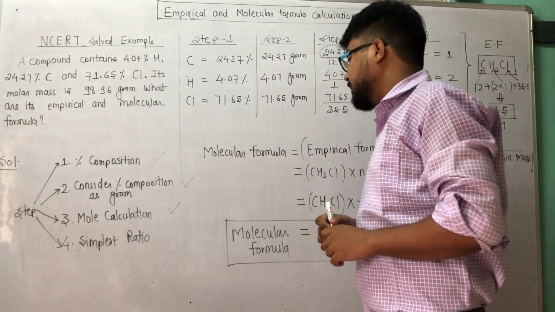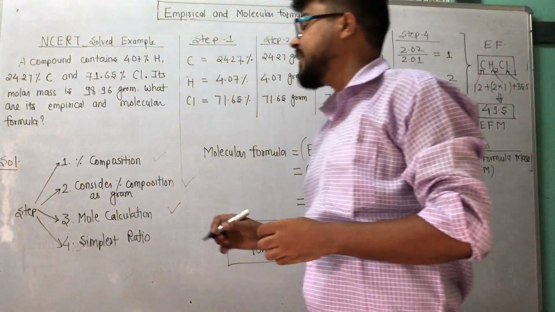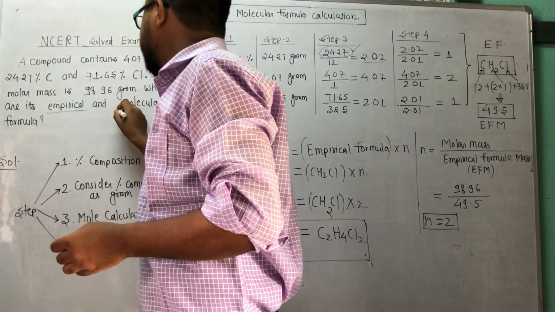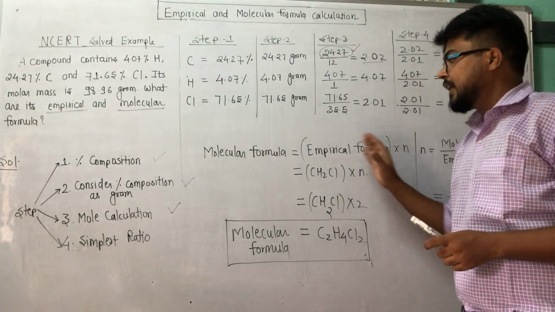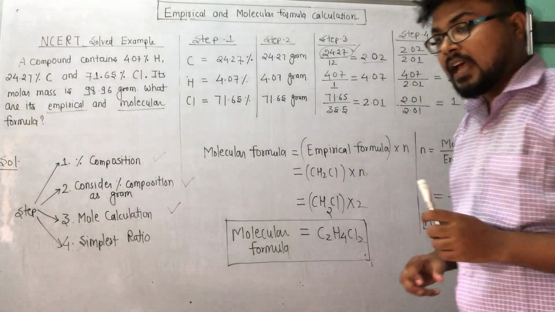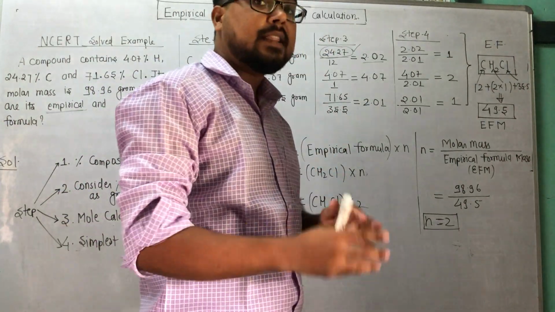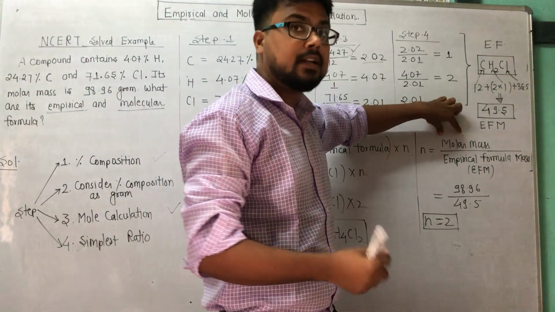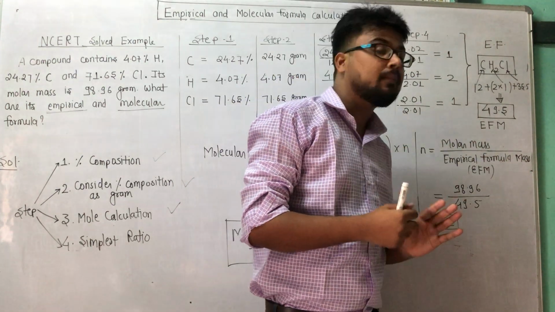Now next I have to calculate the molecular formula of that compound, because the question asks us to calculate the empirical as well as the molecular formula. So the empirical formula when multiplied by N will give the molecular formula. What is the empirical formula? CH2Cl. And what is N? How will I calculate N, and what is the process for calculating N? N is nothing but a simple factor, for which I will use the molar mass, again one formula, molar mass, and it will be divided by the empirical formula mass, EFM.